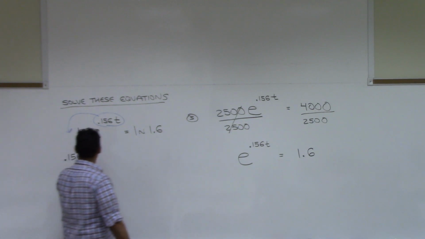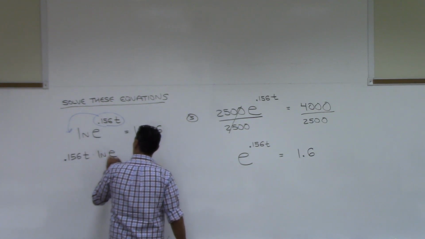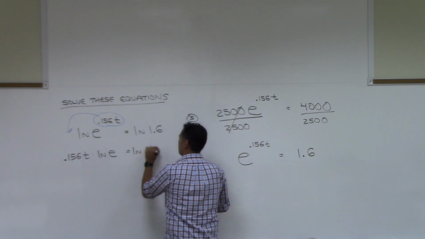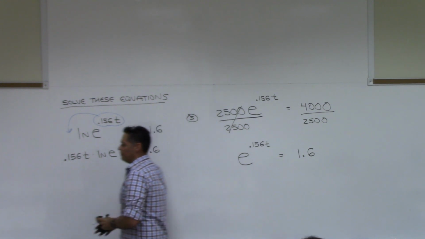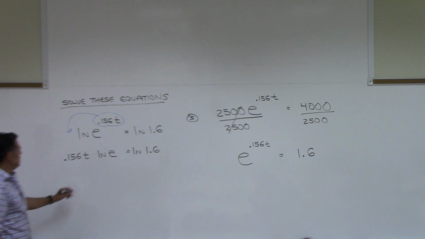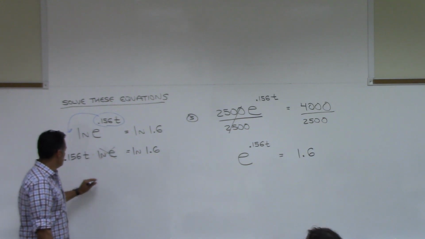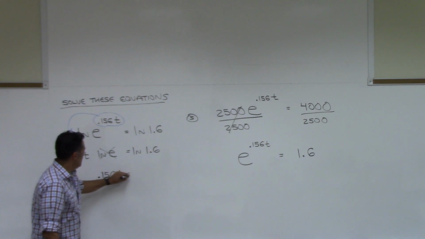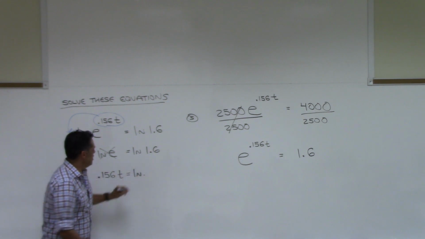Okay, we drop it, right? We drop it and natural log e. And that's great, right? Natural log e is 1. So it goes away. So we have 0.156 t equals natural log of 1.6.